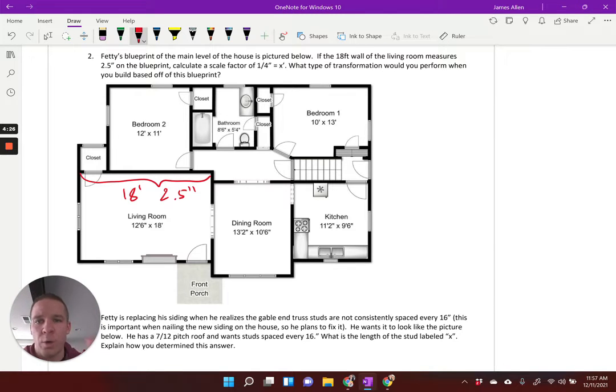Calculate a scale factor of 1/4 inch equals x feet. Okay. So now I'm going back the other way. And then what type of transformation would you perform when you build off of this blueprint? So the second thing. If I do 1/4 inch, which we already know is 0.25, is x feet. So we have inches and feet, right? Equals, and I know that the inches are 2.5 and the feet we have here is 18 feet.